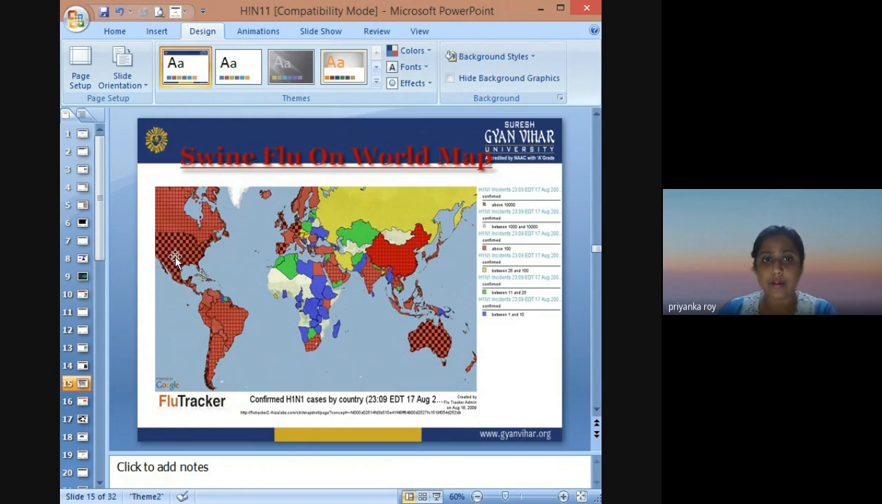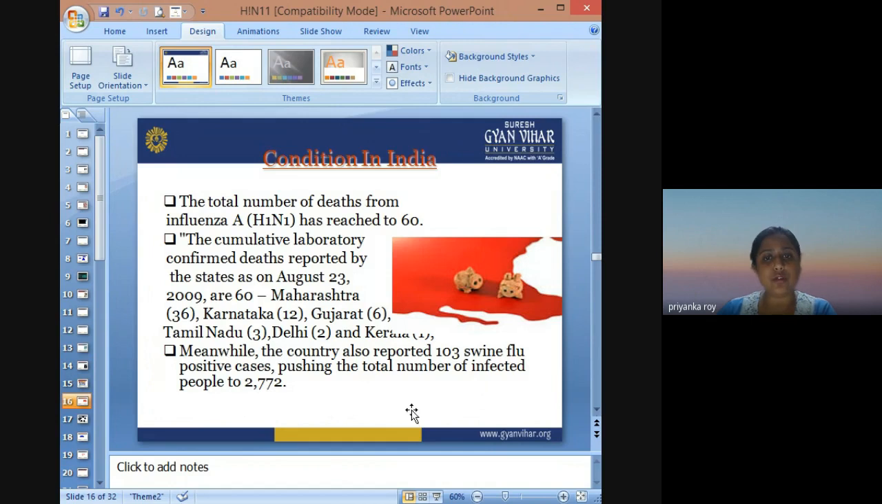Then you have Latin America, where Chile and these regions were infected with swine flu. Now conditions in India did not go very badly. The total number of deaths from the influenza reached only about 60 people. The cumulative laboratory confirmed deaths reported by the states on August 3rd, 2009, were about 60, with Maharashtra having 36, then Karnataka, Gujarat, Tamil Nadu, Delhi, Kerala, and so on. Meanwhile, the country also reported 103 swine flu positive cases, pushing the total to more than 2,000 people infected by this swine flu.